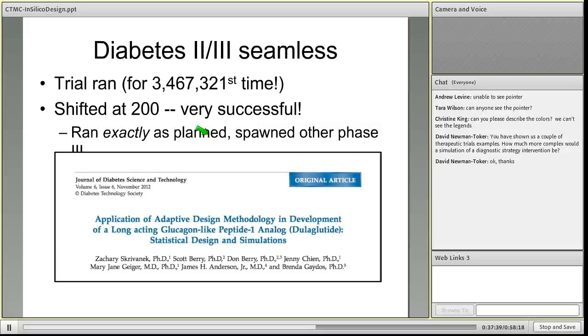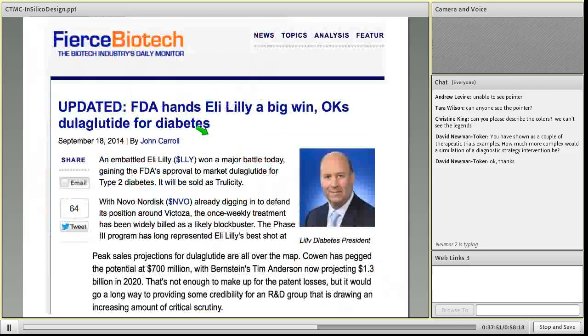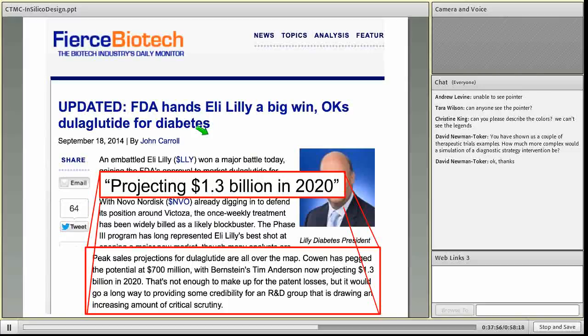The actual trial shifted at the first point it could. When 200 patients were enrolled, it said, wow, we've got our doses, we're ready to go. And it shifted to phase 3. The trial was very successful, which led to, I'll skip that part, which led to the approval of the drug in September of 2014 and forecasted to be a $1 billion drug by 2020.